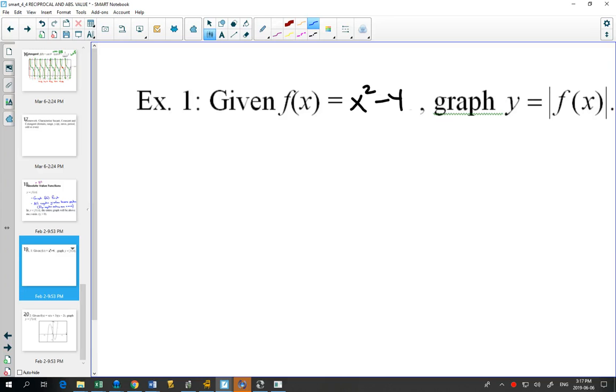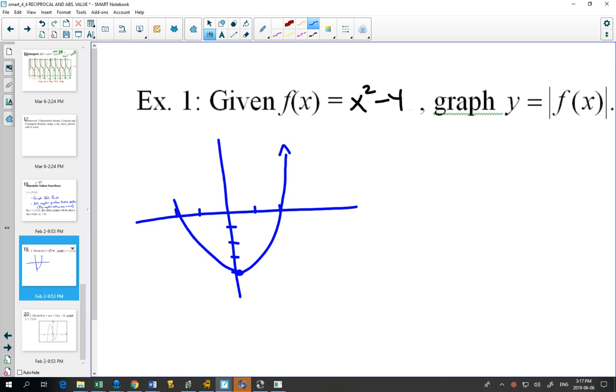Given f of x equals x squared minus 4, graph the absolute value of f of x. So we start by graphing f of x. Well, it's a parabola. Move down 4. We've got negative 2, 0, and 2, 0, and 0, negative 4.